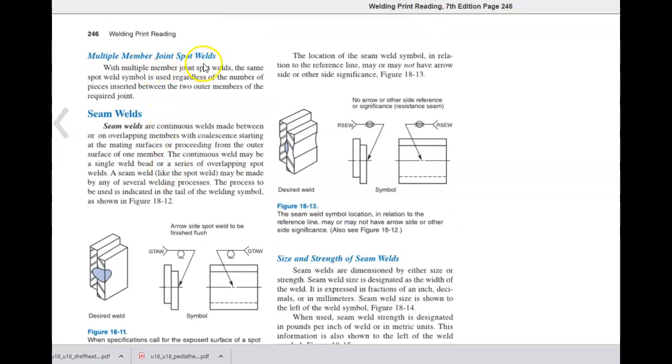Multiple member joint spot welds. With multiple member joint spot welds, the same spot weld symbol is used regardless of the number of pieces inserted between the two outer members of the required joint.